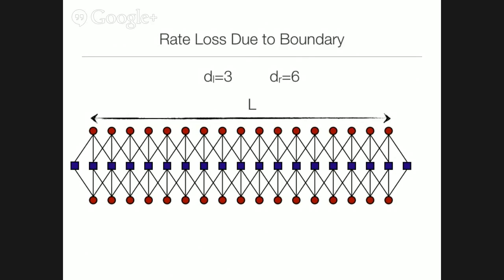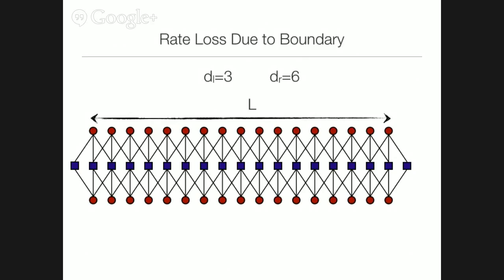The only caveat is that you have this rate loss. You have some extra checks at the boundary. This is exactly the seed that you need in the nucleation process, in order to get things started. And so the question is, how much rate loss do you have?